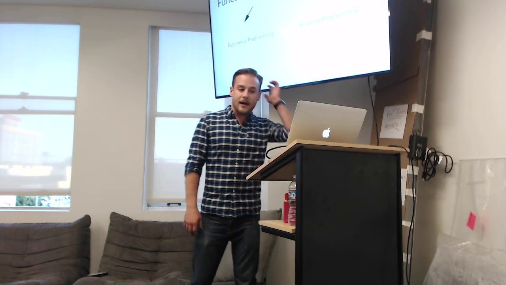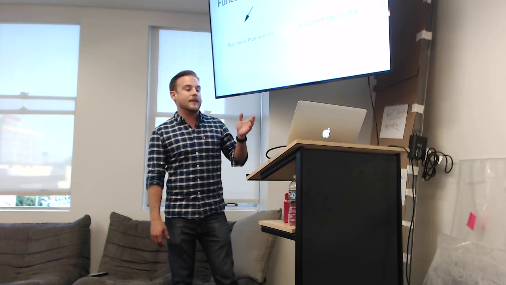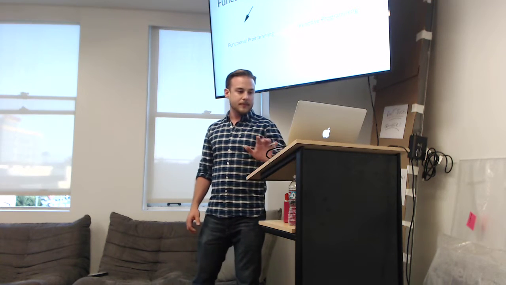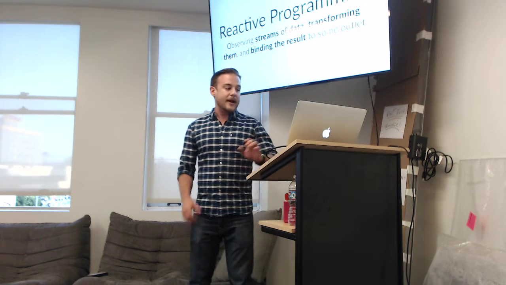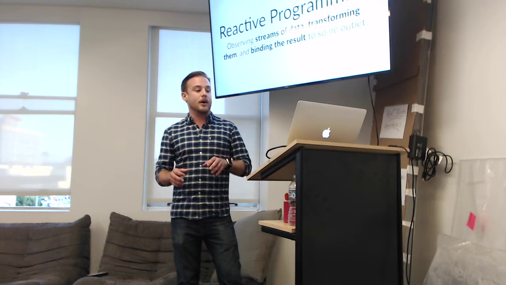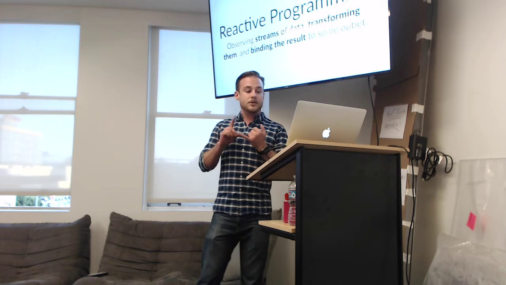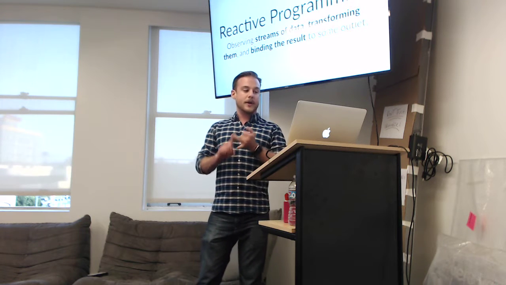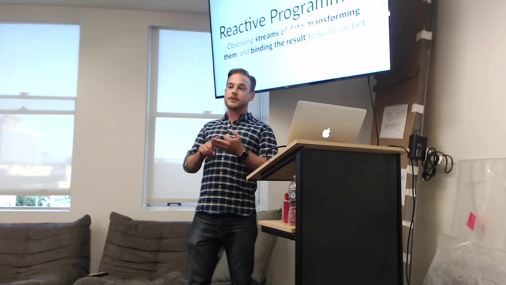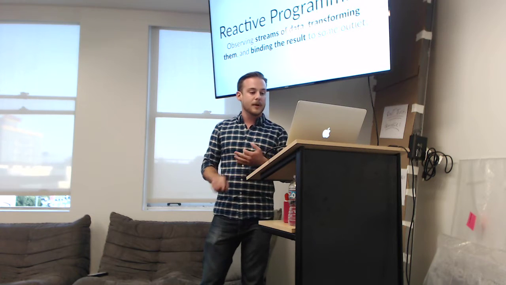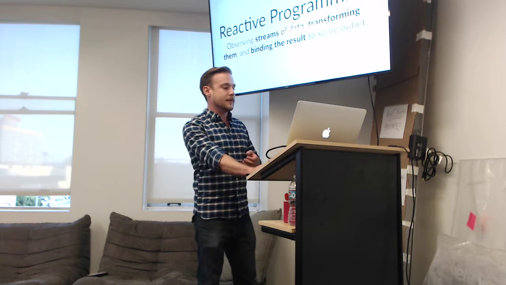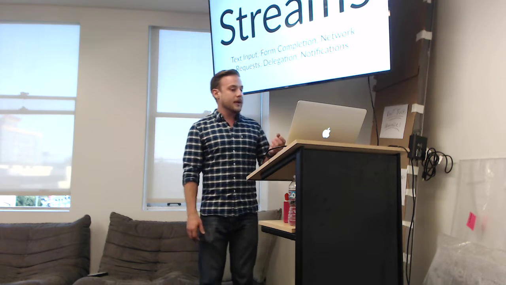So now that we have that down, there's one more component to FRP, and that's the reactive part. Reactive programming can be described in three main parts, and this is what I really want to focus on in this talk: observing streams of data, transforming them, and binding the result to some output. So let's dive in on what these are. Streams is the first one.